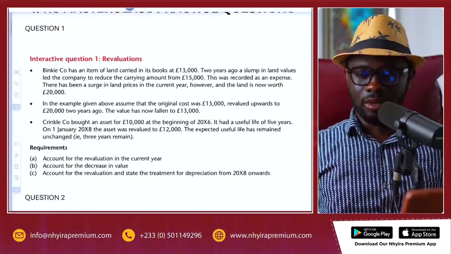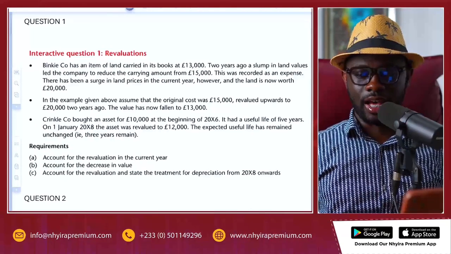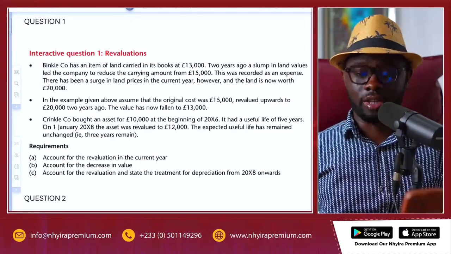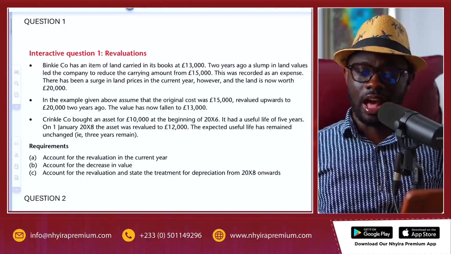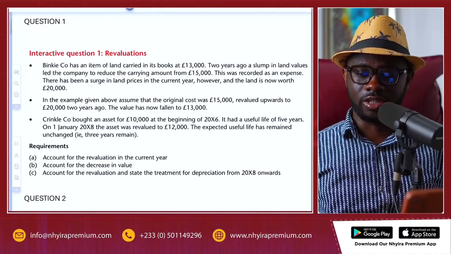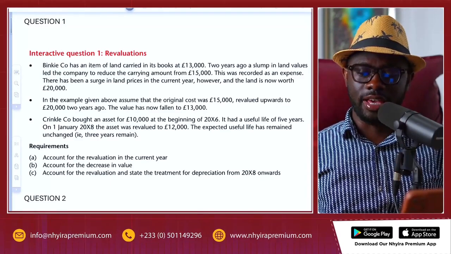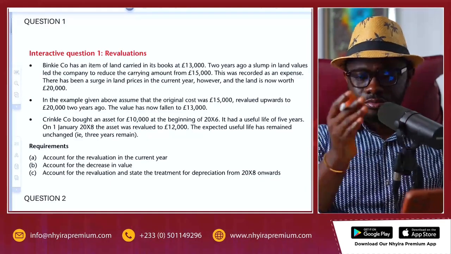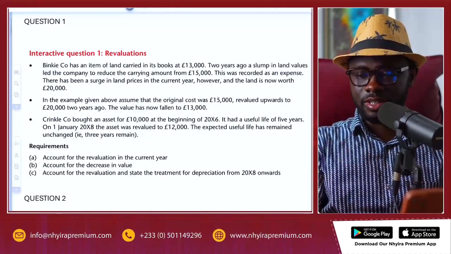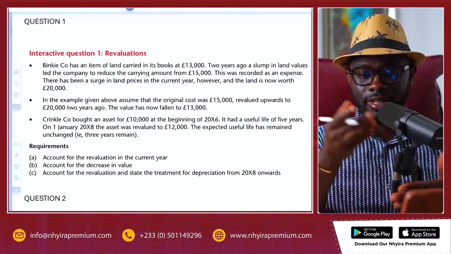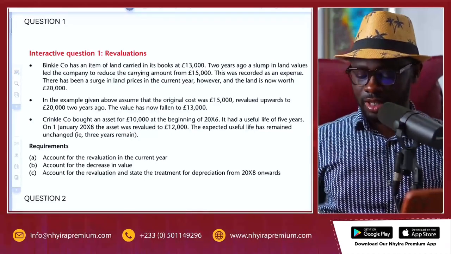So question number 1, the requirement is A, account for the revaluation in the current year, B, account for the decrease in value, and then C, account for the revaluation and state a treatment for depreciation from 20x8 onwards. And so the first part of the question is A, the second part is B, and the third part is C. So let's see what we do here.